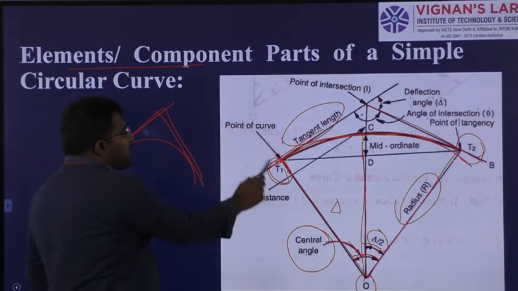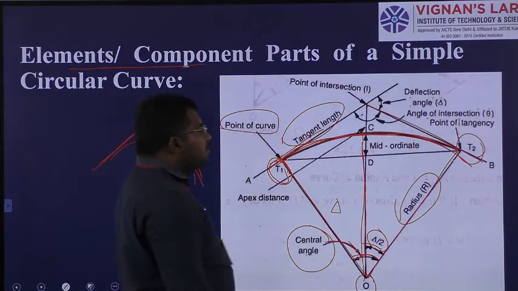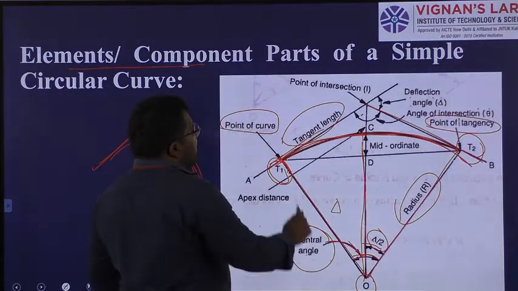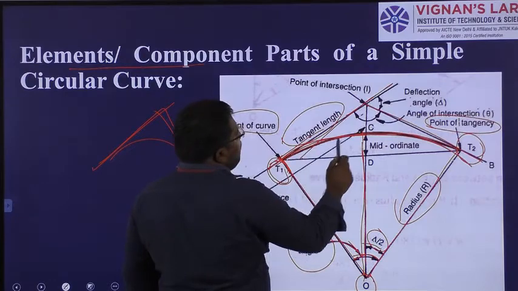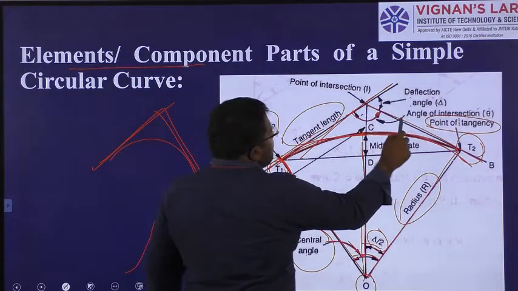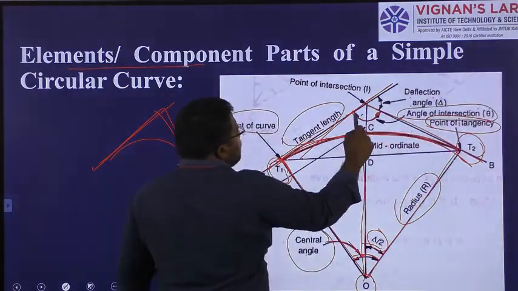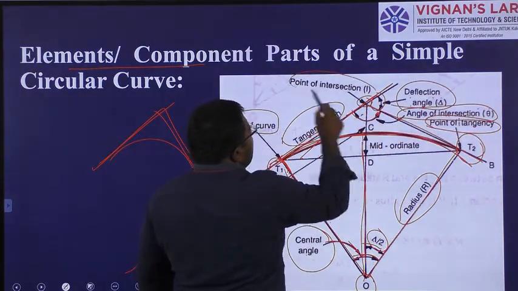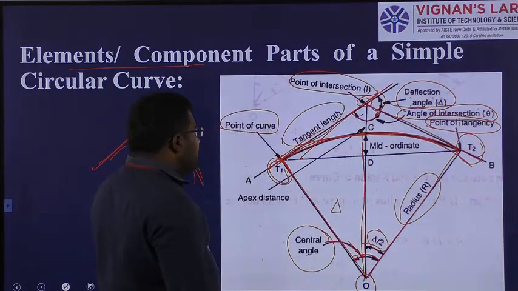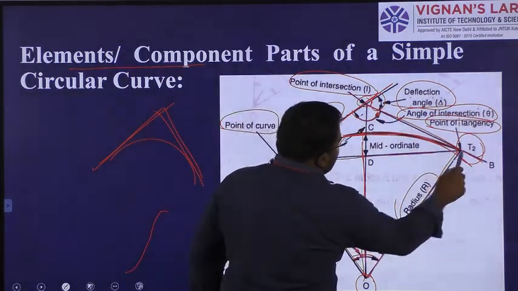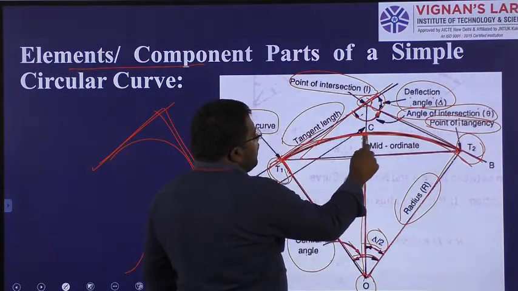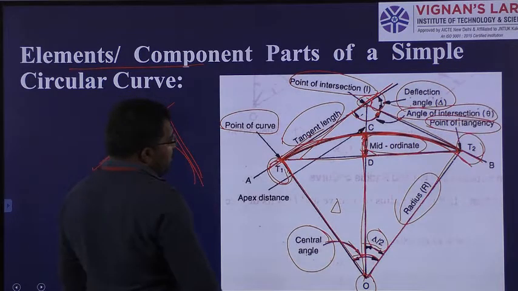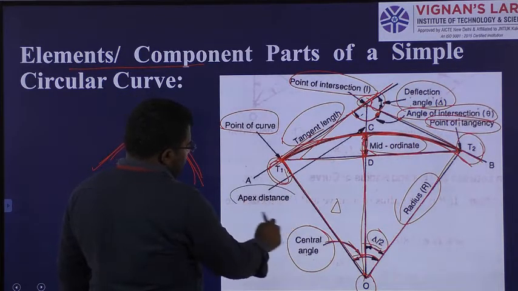The first point T1 is called the point of curve, and T2 is called the point of tangency. Where the two tangents intersect, the angle there is called the angle of intersection theta. Outside of this angle is called the deflection angle, and this point is called the point of intersection. Whenever you draw a straight line from T1 to T2, the difference from the curve is called the mid-ordinate. Here we also have the apex distance.